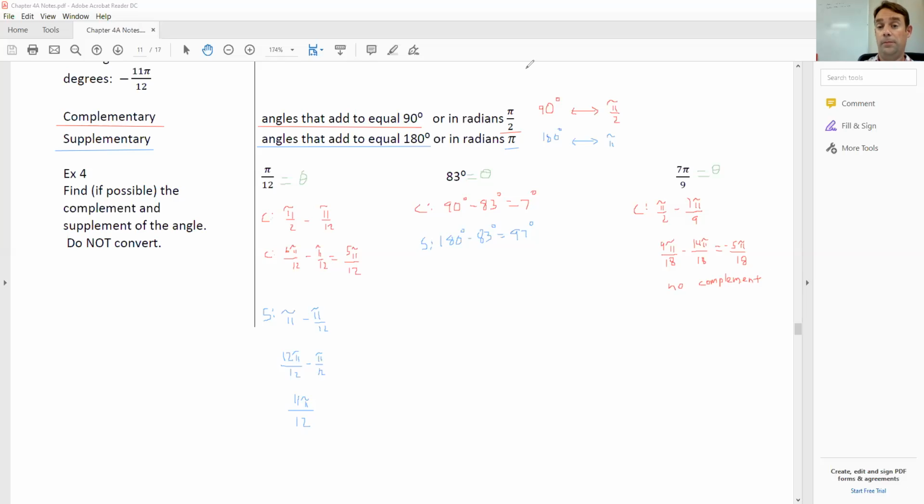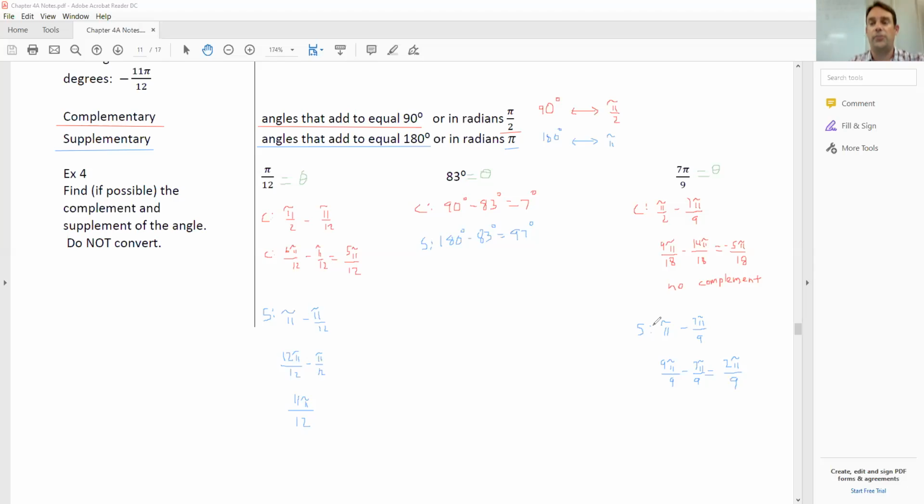What about a supplement? Supplementary angles add up to pi. So pi minus 7 pi over 9. So 9 pi over 9 minus 7 pi over 9 is 2 pi over 9. It does have a supplement. No complement, but it does have a supplement.